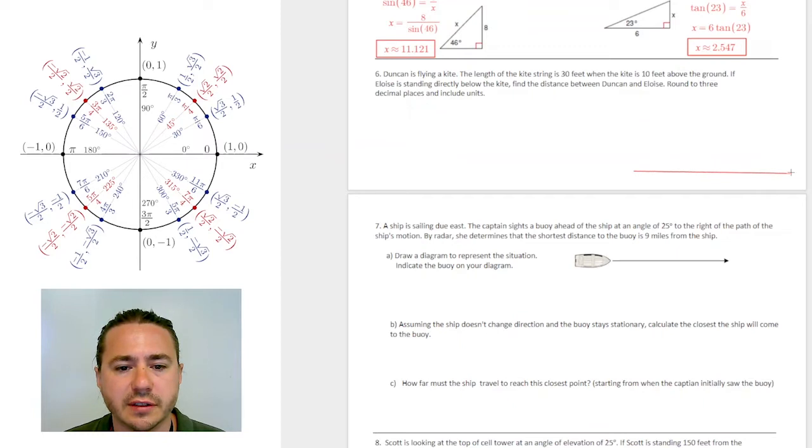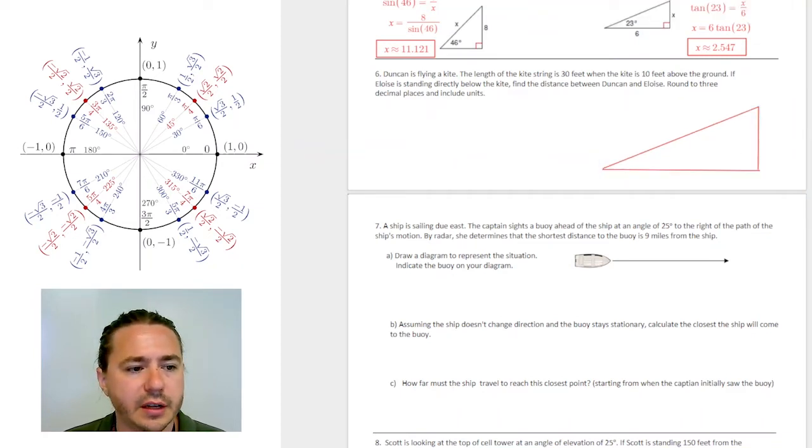Okay, so let's just start sketching. Here's the ground. Here's the height. So basically, let me move this over a little bit just to clarify what's going on here. So we've got Duncan, we'll say Duncan D. And the length of the kite string is 30 feet, so this would be 30 feet. The kite is up here, so I'll label that K. And Eloise is standing directly below the kite, so I'm going to put this E. So we've got Duncan, Eloise, and the kite. And it says the kite's 10 feet above the ground. And we want to know the distance between Duncan and Eloise. So I'm going to put an X there.